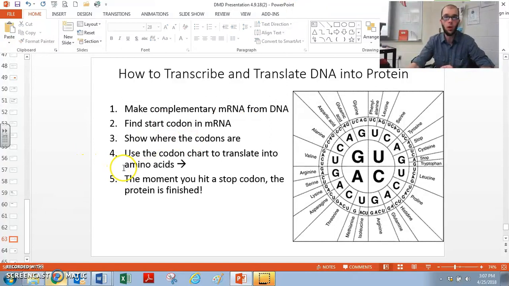We need to identify where the codons are. That start codon shows us where the rest of the codons are. Super important. That's why we have to identify that start codon. Then we have to use this chart that you see on the right in order to translate the mRNA into amino acids. That's probably the toughest part of this whole process, but even that's not very difficult to do on paper. And then if you hit a stop codon, which you might notice over here, there are these stop codons, that means you're done.